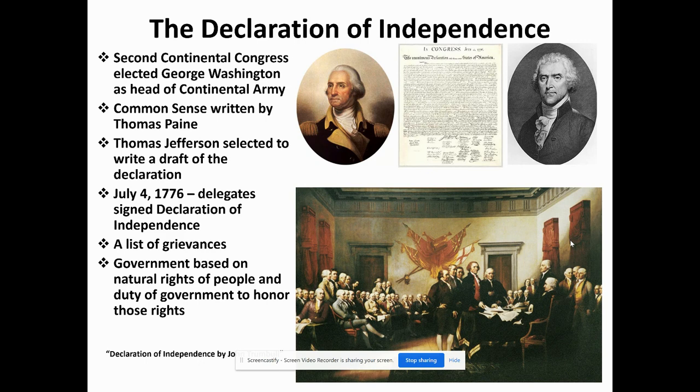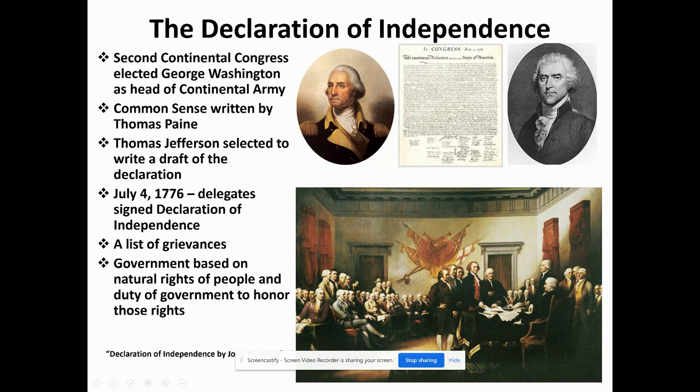So on July 4th, 1776, the delegates signed the Declaration of Independence. All right, so you can see down here at the bottom, this is the signing of the Declaration of Independence. And these are the gentlemen that signed the document. Now, here's what you have to understand. When these gentlemen put their name on this parchment, so you can see, here's the Constitution.